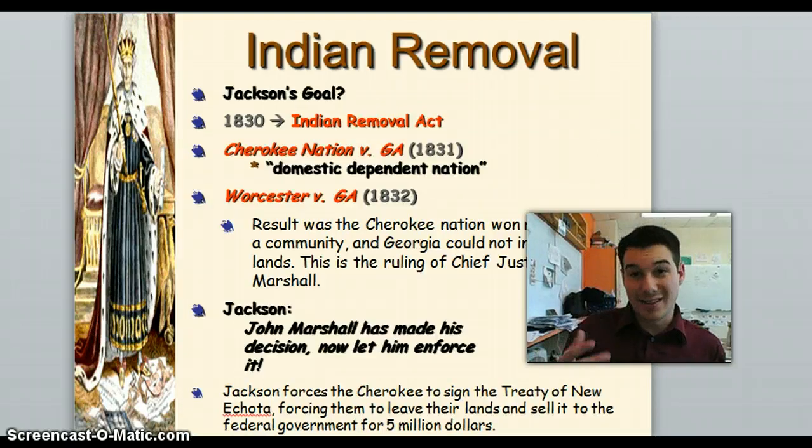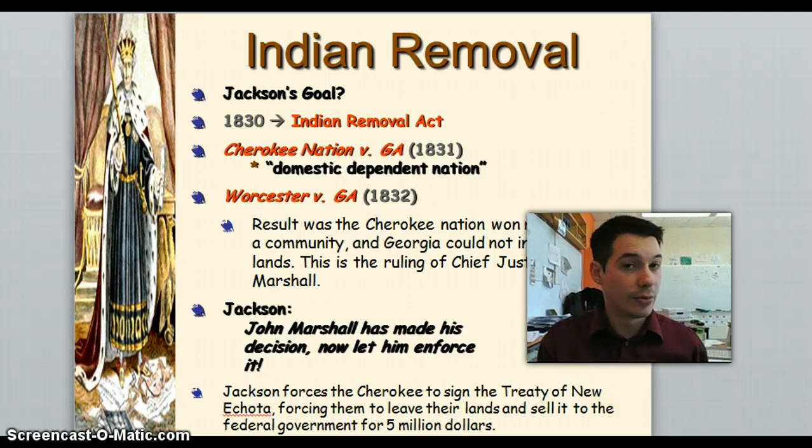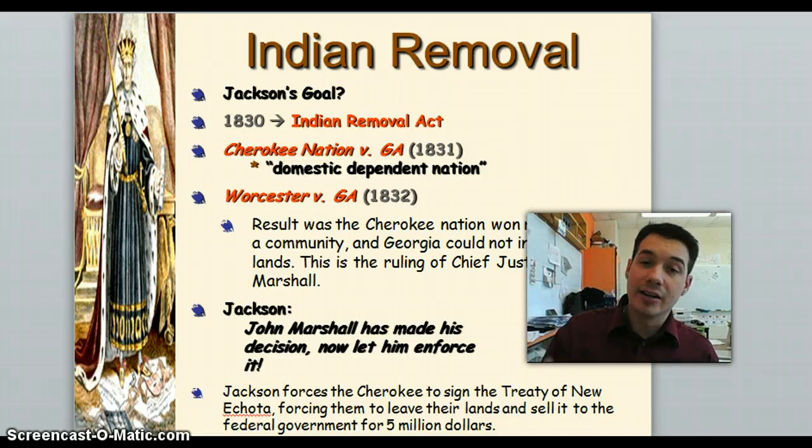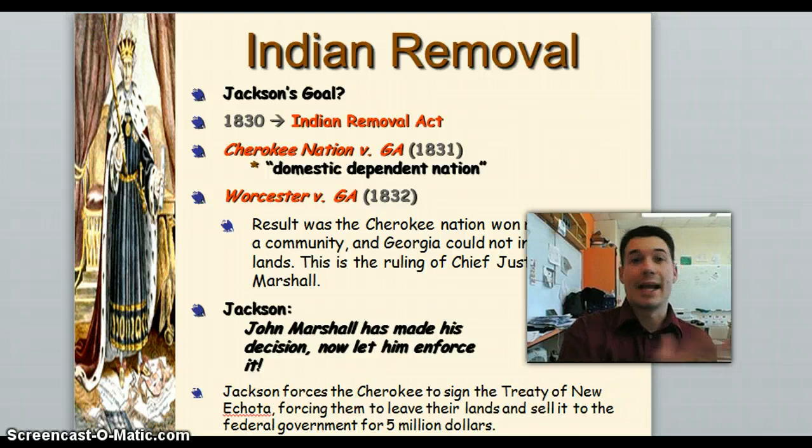Now, Jackson's Native American policy is less than good. He actually puts through, in 1830, the Indian Removal Act, which then brought the Cherokee Nation versus the state of Georgia, which even went further and brought Worcester versus Georgia to the Supreme Court. The Supreme Court case was pivotal because Worcester resulted in the Cherokee Nation winning recognition as a community, and Georgia could not invade their lands, because Jackson wanted to remove them from their lands. They had good farming land there, and he thought Native Americans would just go, and Americans could have that land to farm.